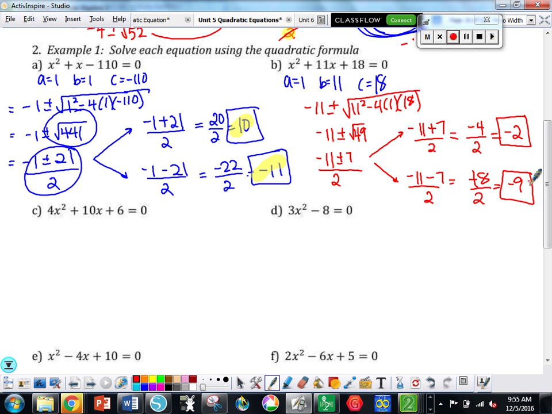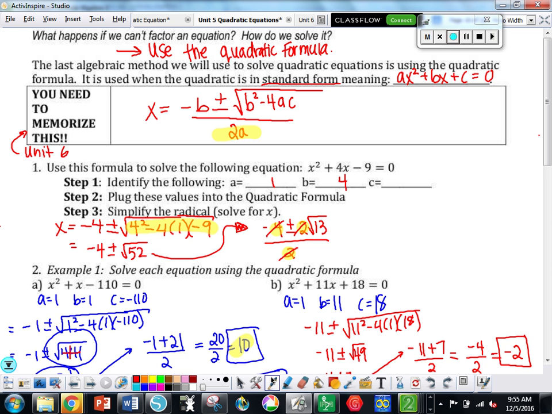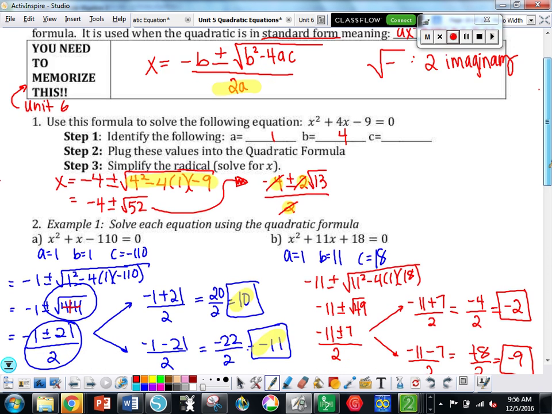Everything we've done so far had a positive number inside of the radical, right? Positive 441, positive 49. What happens if the number inside the radical is negative? If the number inside the radical is negative, that means your solutions are going to be imaginary, right? Which is why we took time a few weeks ago talking about imaginary solutions out of a radical. So let's do one of those. What would happen if your square root is negative?